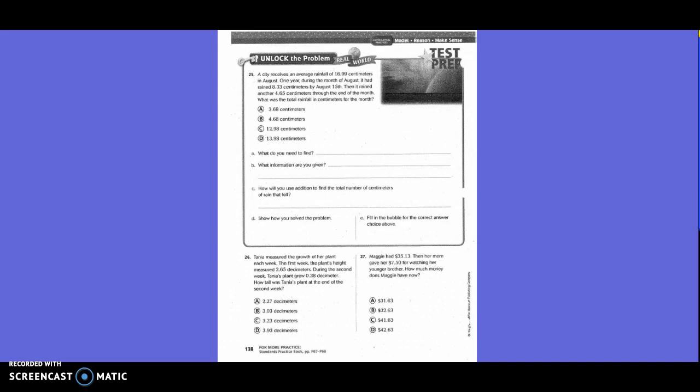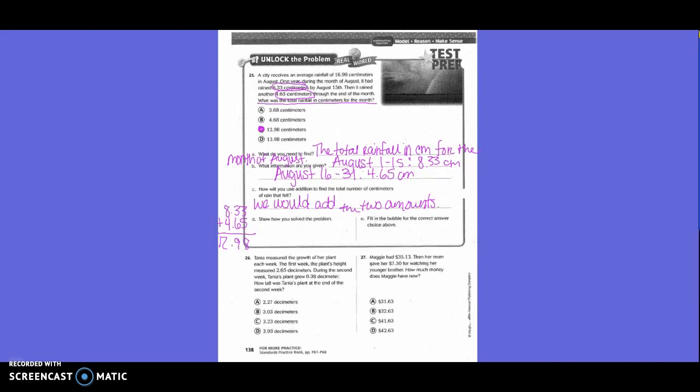So what do we need to find? We said the total rainfall in centimeters for the month of August. What information are you given? August 1st through August 15th, there was 8.33 centimeters. And on August 16th through the 31st, there were 4.65 centimeters. Letter C, how will you use addition to find the total number of centimeters of rainfall? We said we would add the two amounts, then over to the side we added 8.33 to 4.65 and we got 12.98, so we filled in letter C.